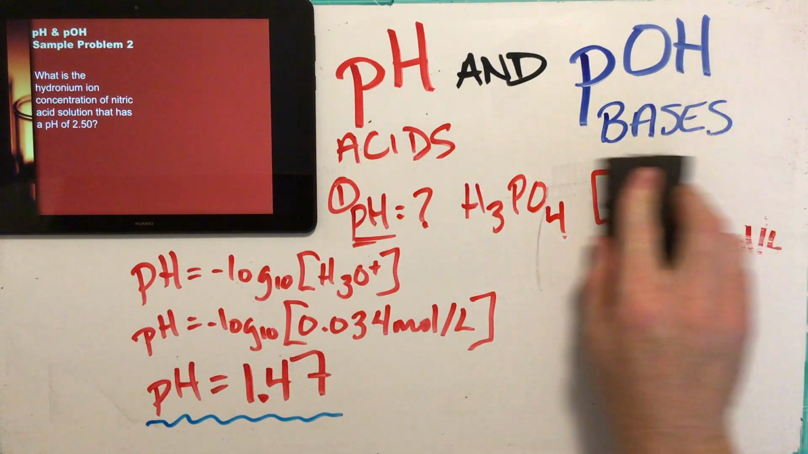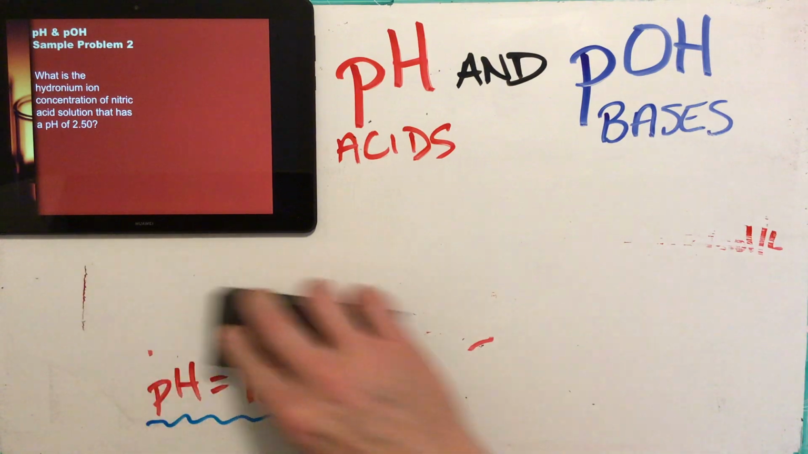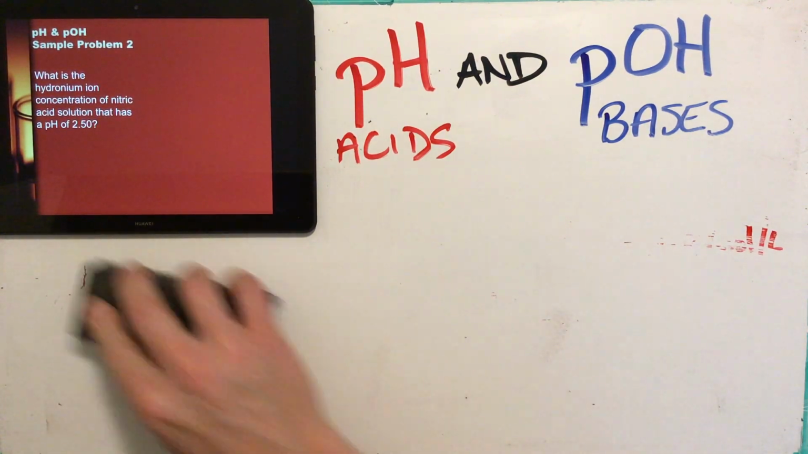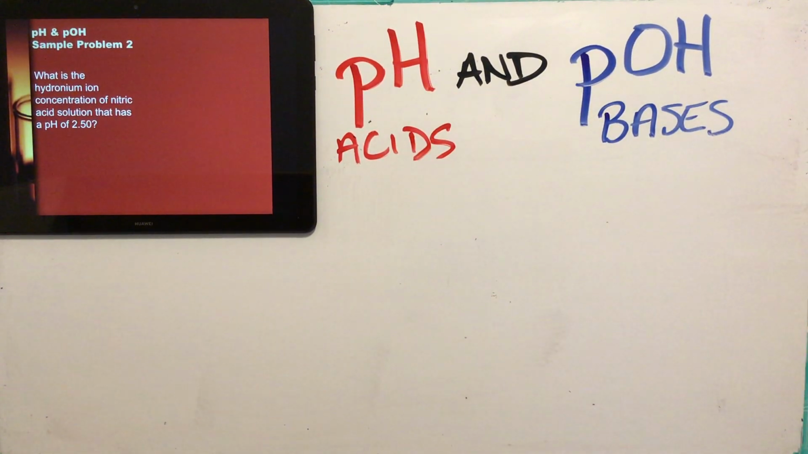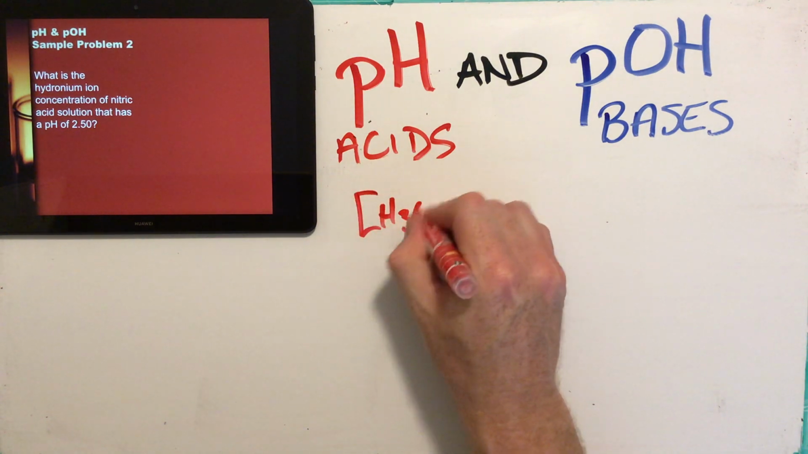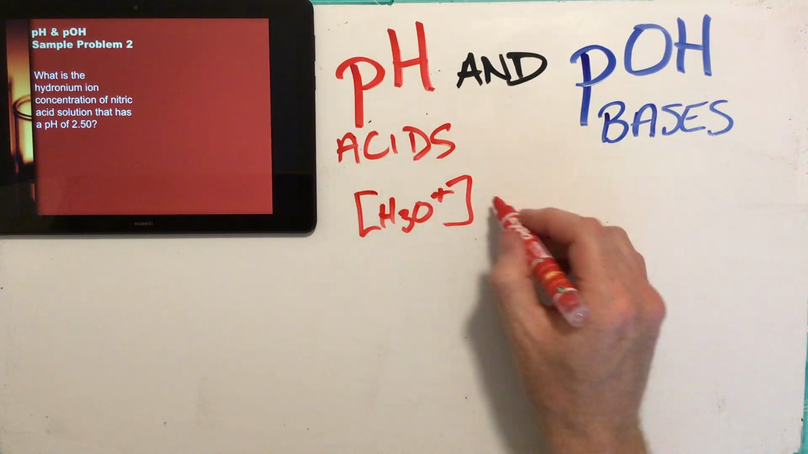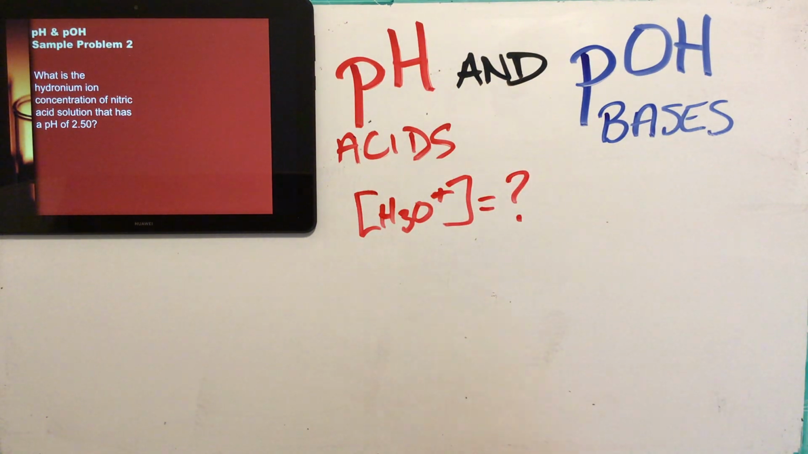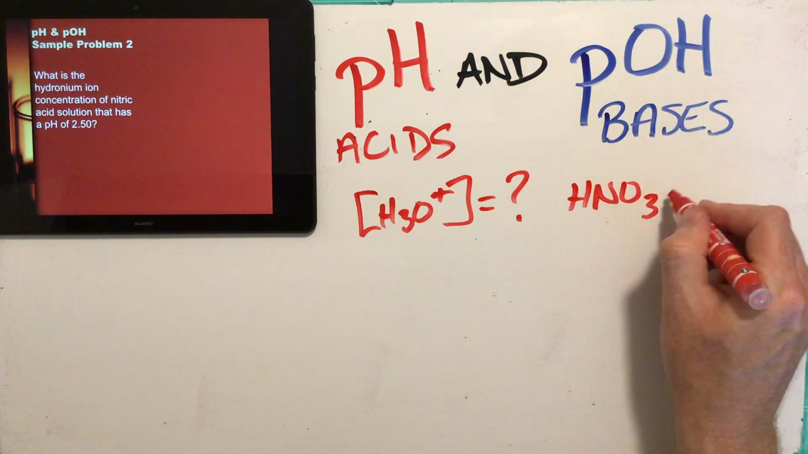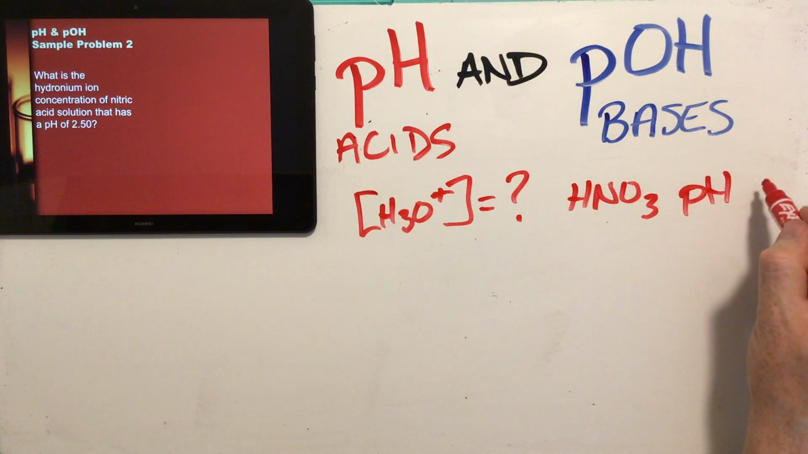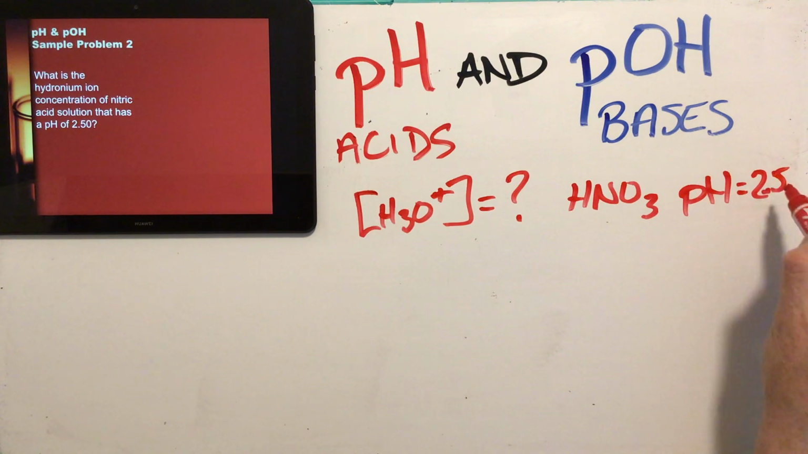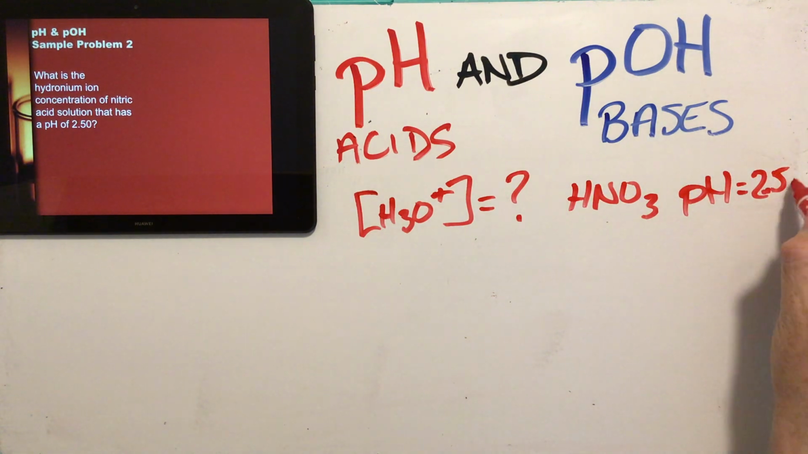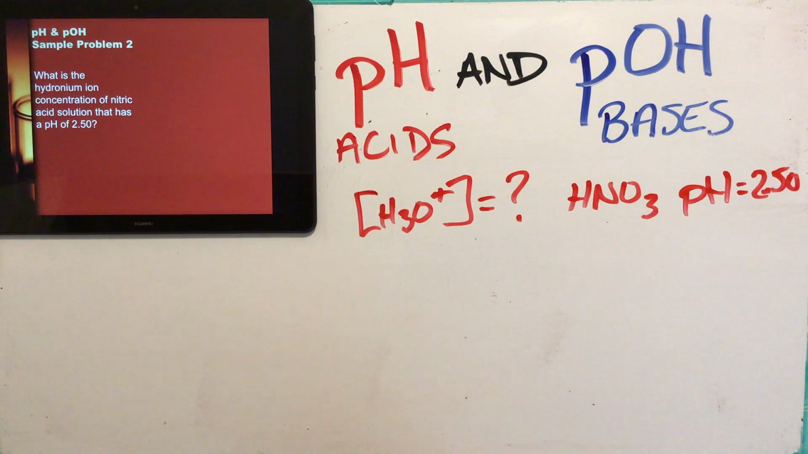Number 2. Number 2 is, what is the hydronium ion concentration? So what is the hydronium ion concentration? So I'm looking for this. There's my hydronium ion concentration. I don't know what it is. Of a nitric acid solution that has a pH of 2.50 actually.